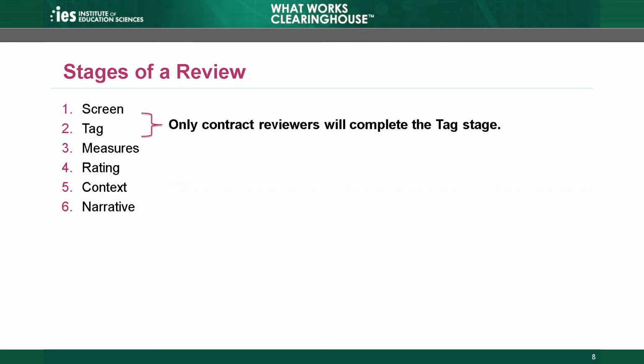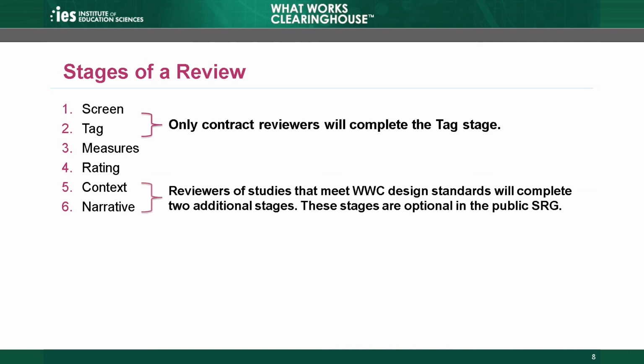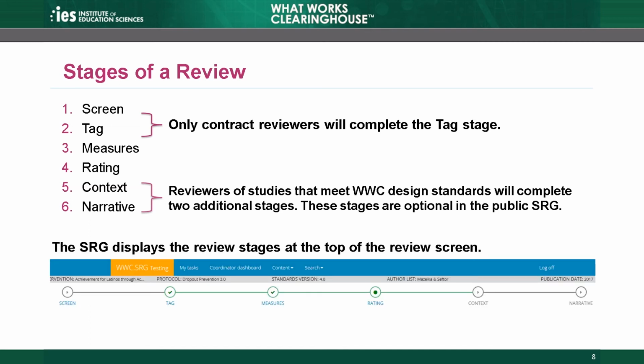The next two stages, included in both versions of the SRG, are entering measure information such as sample sizes and findings for each outcome measure, and confirming the final study rating. If a study meets WWC design standards, contract reviewers will need to complete two additional review stages. They will need to enter additional information about the context in which the study was conducted and narrative information about the study, such as the study sample, descriptions of intervention and comparison groups, and support for implementing the intervention. In the public SRG, these final two stages are optional. The SRG displays these stages at the top of the review screen and indicates progress in the review process.